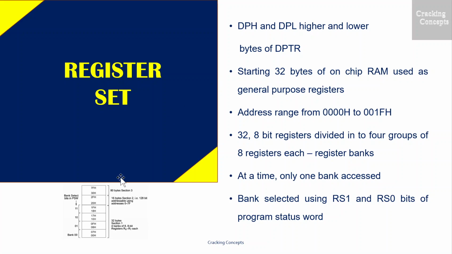The starting 32 bytes of on-chip RAM is used as general-purpose registers. They have been allotted the address range from 0000H to 001FH. These 32 8-bit registers are divided into 4 groups of 8 registers each, called register banks. At a time, only one of these 4 groups can be accessed. The register bank to be accessed can be selected using the RS1 and RS0 bits of an internal register called the program status word.